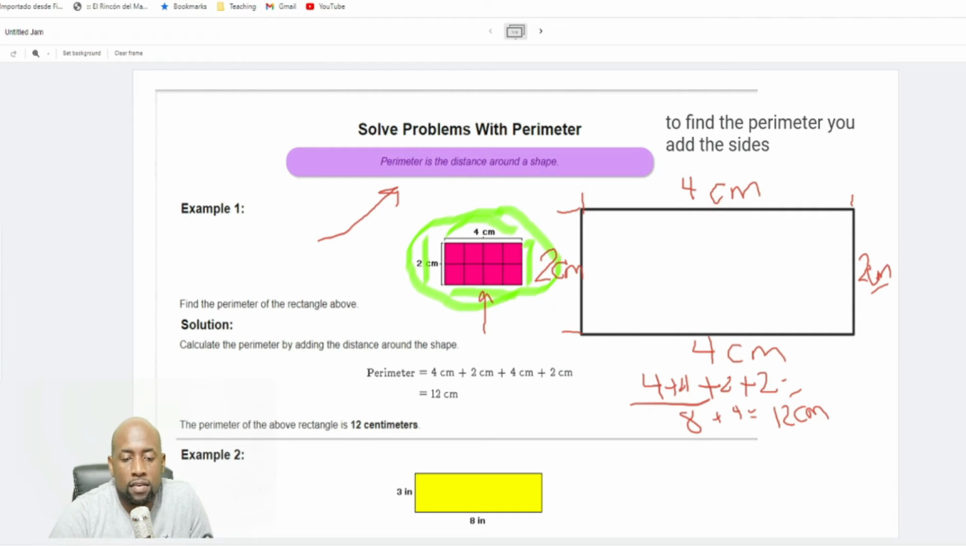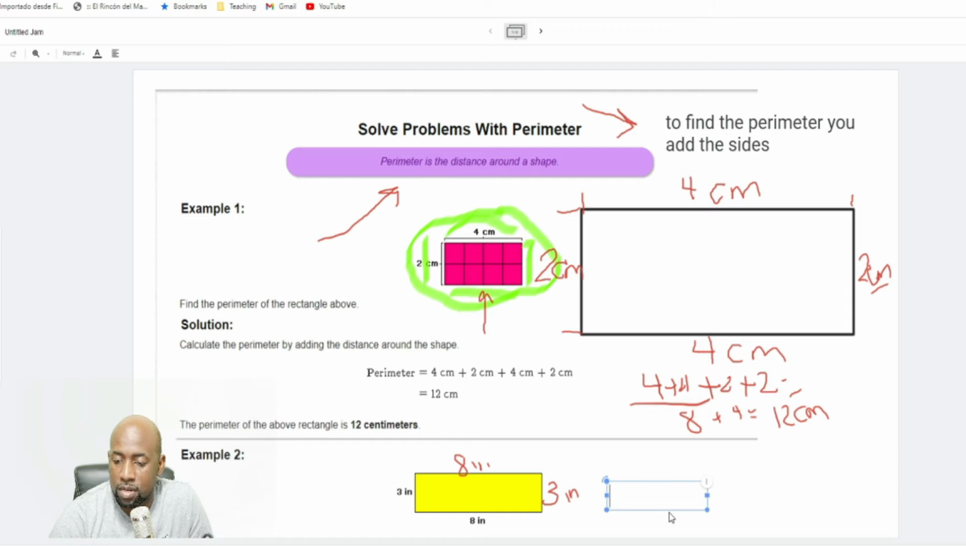Now, in example 2, we have another rectangle. This rectangle has a width of 3 inches, so it's going to be 3 on this side too. If it's 8 inches on the length, it's going to be 8 inches over here too. Okay, so now what's next? We have to add. To find the perimeter, you add the sides. That's what it is.